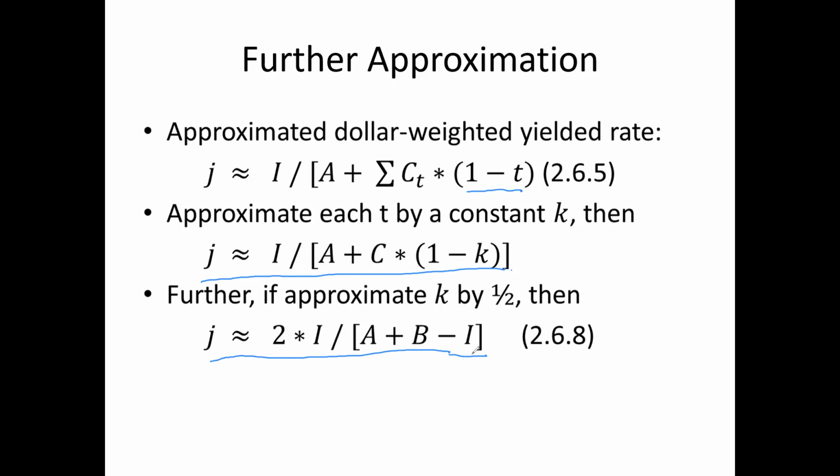The goodness of this formula is that it doesn't have a c. It only has A, which is the original investment, B, which is the balance, and I is the interest earned. Okay, so let's have a look at some examples.